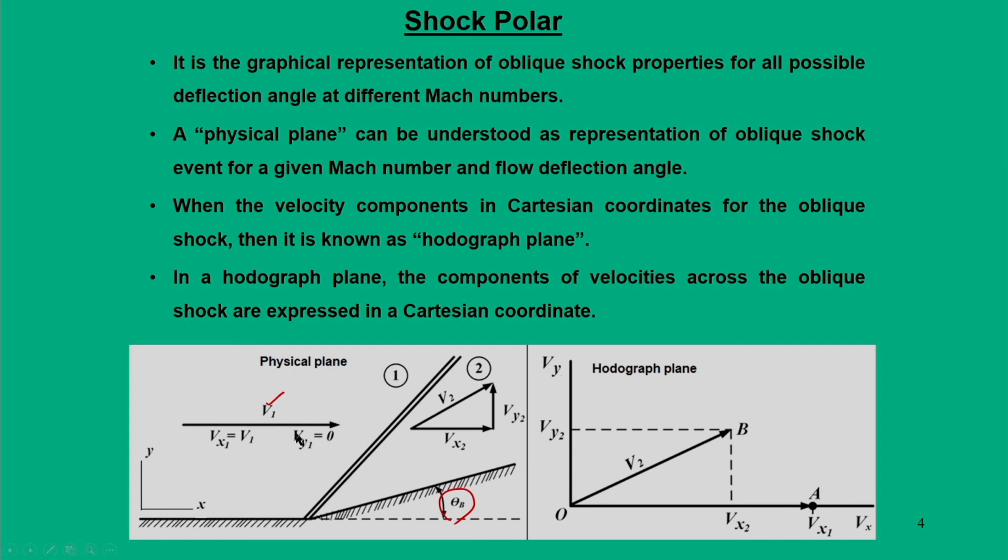If you look at the flow field in region 1, before the oblique shock, it is purely horizontal, which means its x component is equal to V1, whereas there is no y component. On the other hand, in region 2, when the flow gets deflected by this angle theta, the velocity vector becomes V2. Based on this we can decompose this velocity vector into Vx2 and Vy2, based on this angle theta.